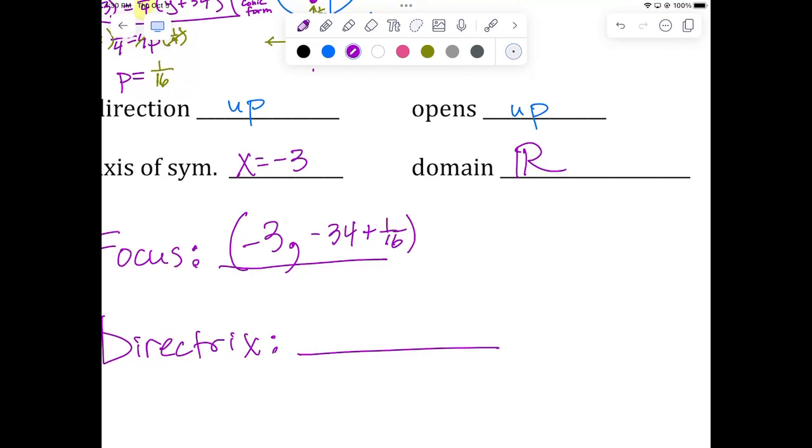And if you had your calculator in front of you, you can type it in, -34 plus 1/16, and hit enter, and it'll give you a decimal. And you can even hit math, enter, enter, and convert it back to a fraction.